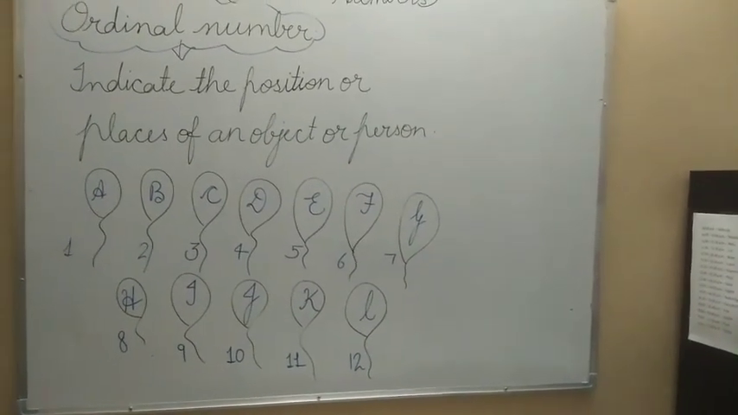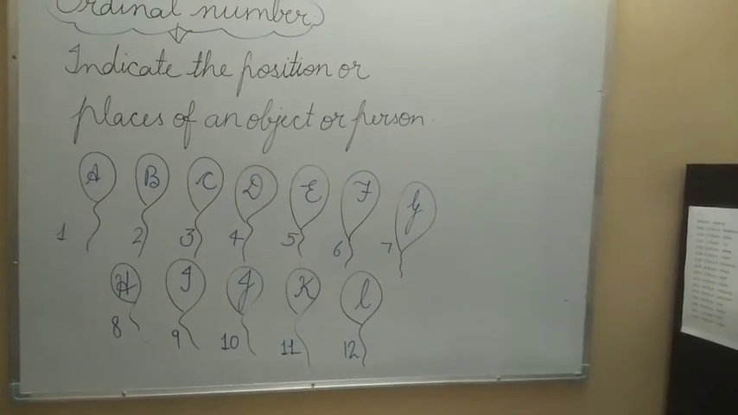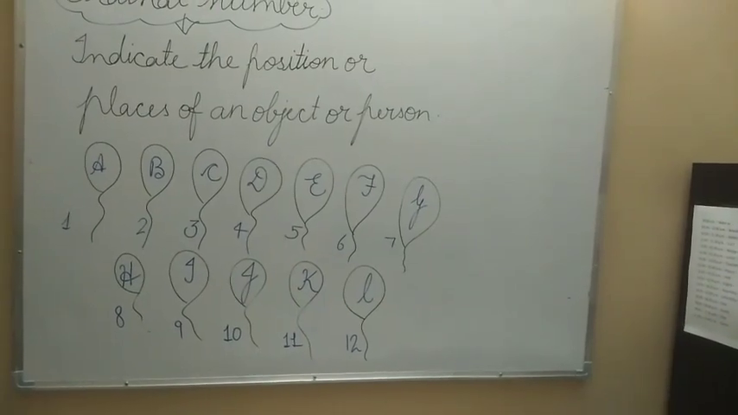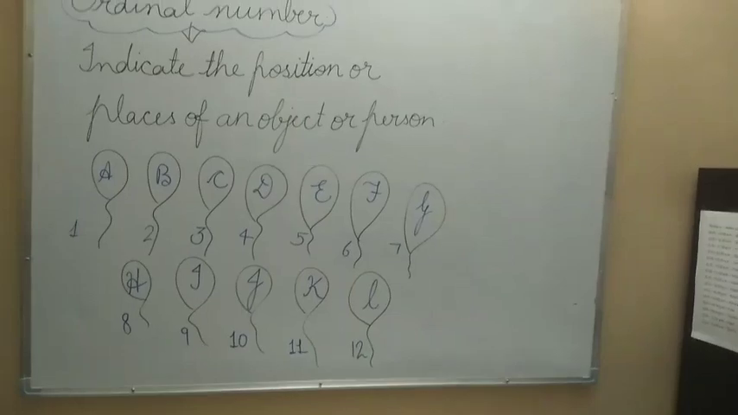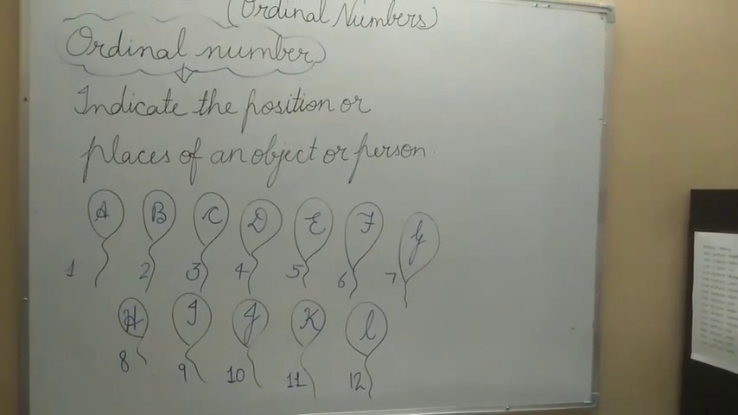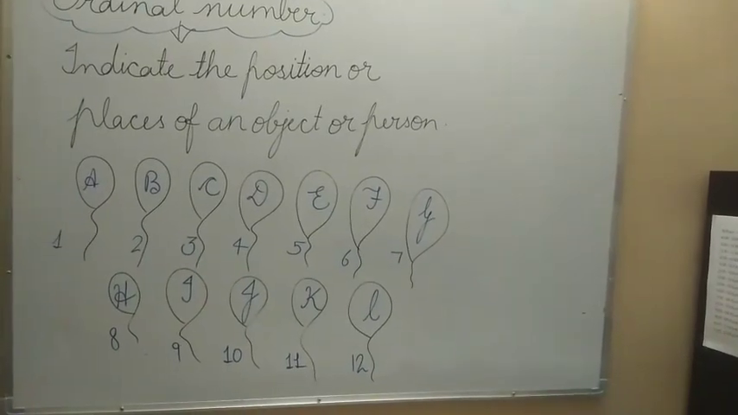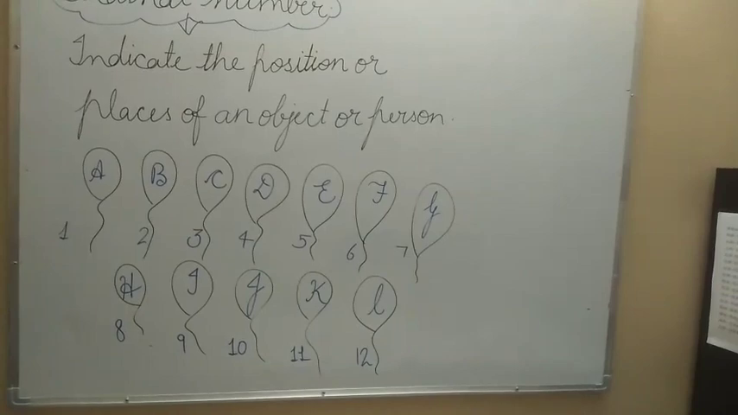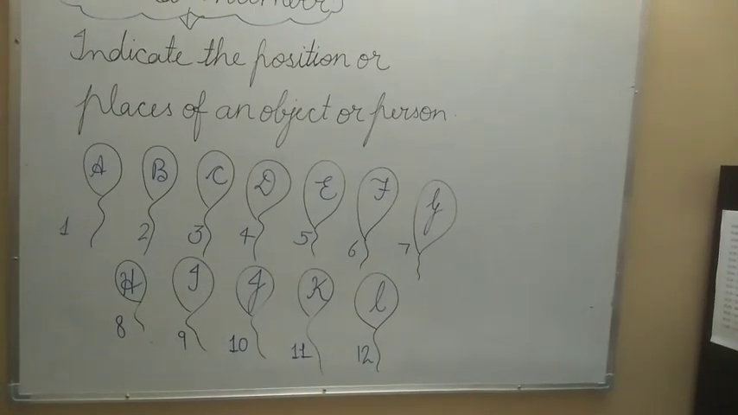For example, we have here 12 balloons and we are giving their names also, like A, B, C, D, E, F, G, H, I, J, K, L. I have given names to these balloons. Now these are 12 balloons also. I mentioned there 1, 2, 3, 4, 5, 6, 7, 8, 9, 10, 11, 12.